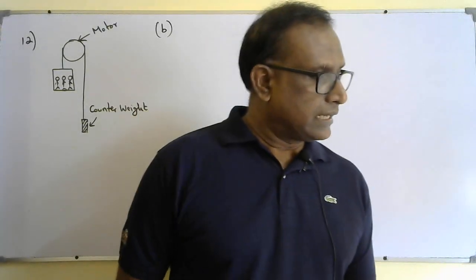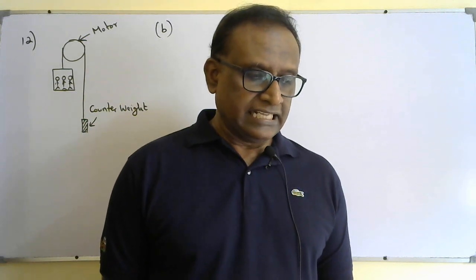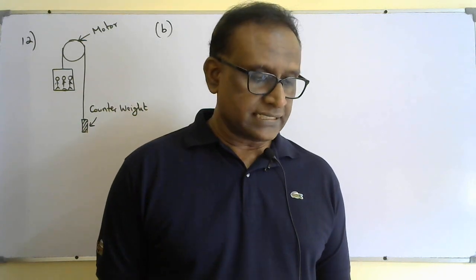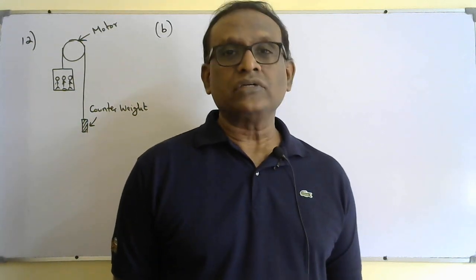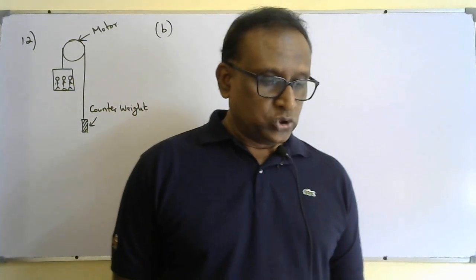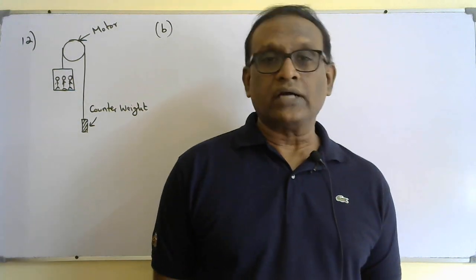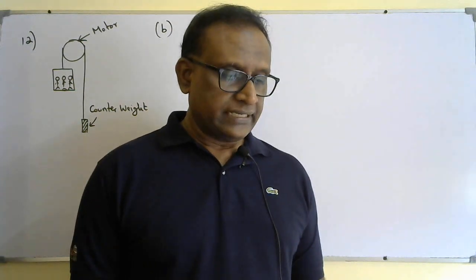Okay, question number 12, big part. The electric motor raises the lift through a height of 40 meters in a time of 30 seconds. Show that the output power of the electric motor is about 12 kilowatts. Total mass of lift and people is 2250 kilograms. Mass of counterweight is 1300 kilograms.